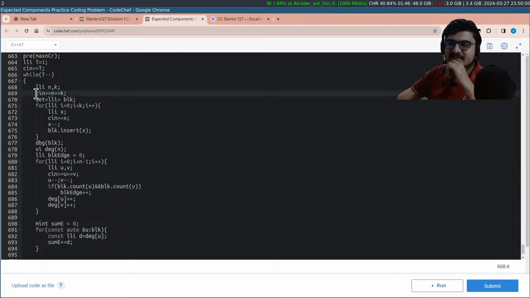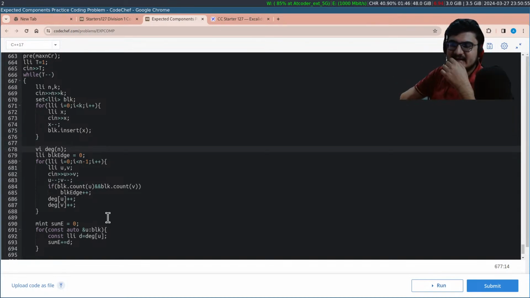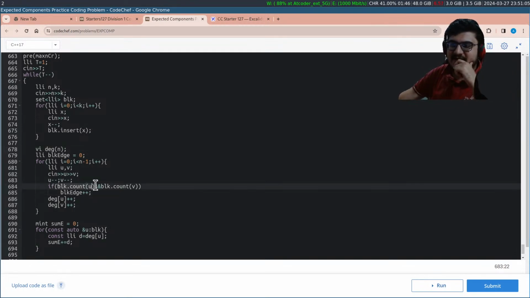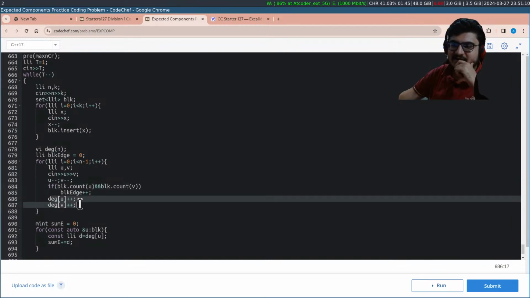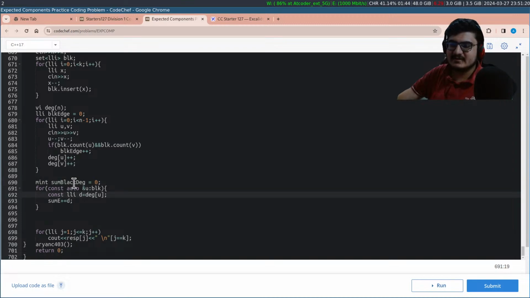Then I first take as input the set V of black nodes. Then when I'm taking edges, I don't really need the complete set. What I need is the number of edges which have both the endpoints as black, and the degree of each node. So if both the endpoints are black, I increase the count of black edges by 1, and I also add the degrees of U and V. Now I need the sum of black degree. So I iterate on all the black nodes and add their degree to my current sum.